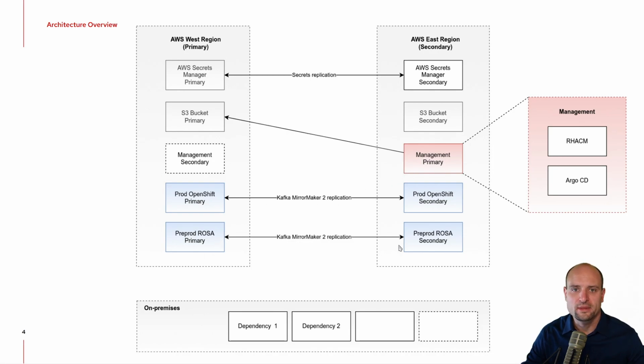On the other hand, if there is a disaster in the secondary region, then our applications in the primary region are happily running and serving traffic, so there will be no immediate need to use the tooling on the management cluster.